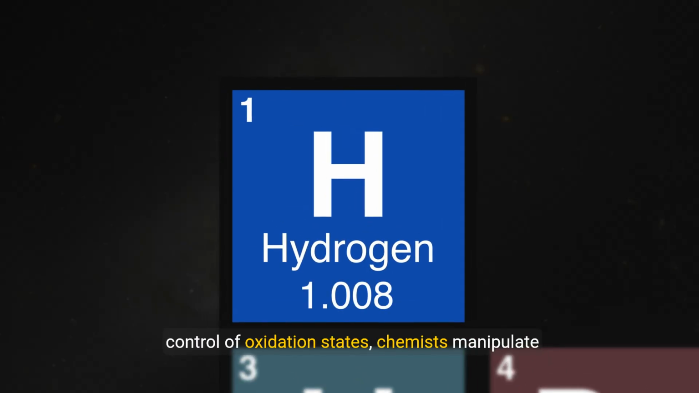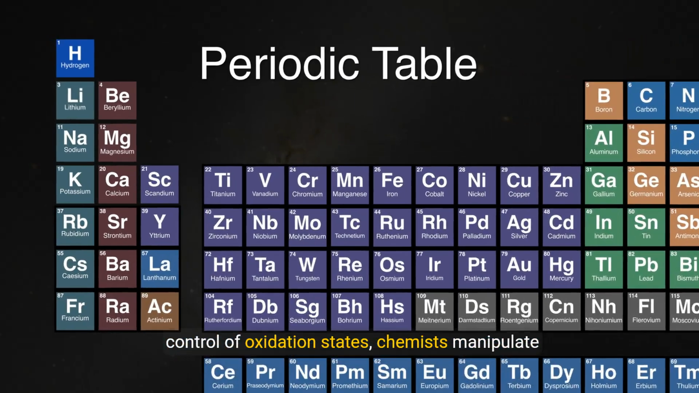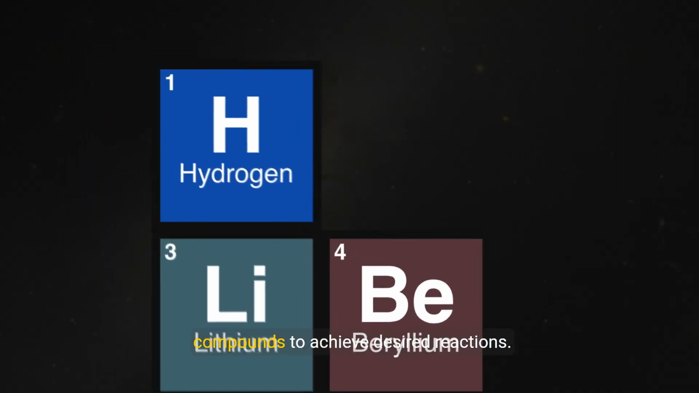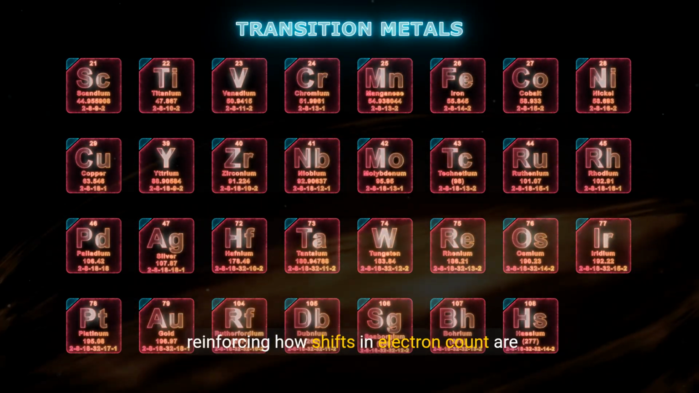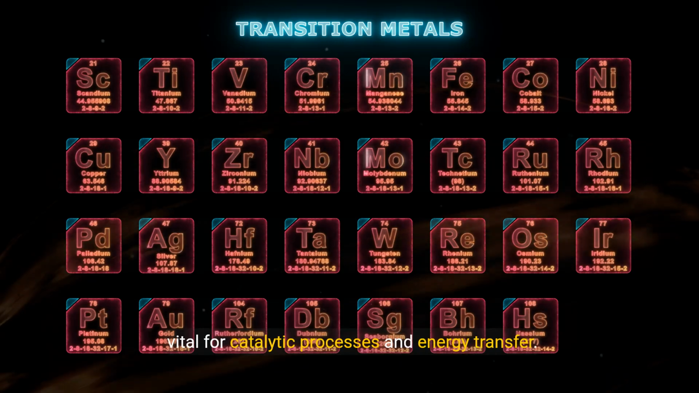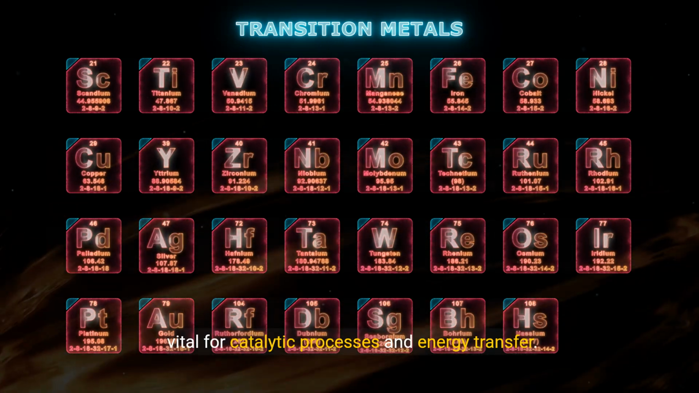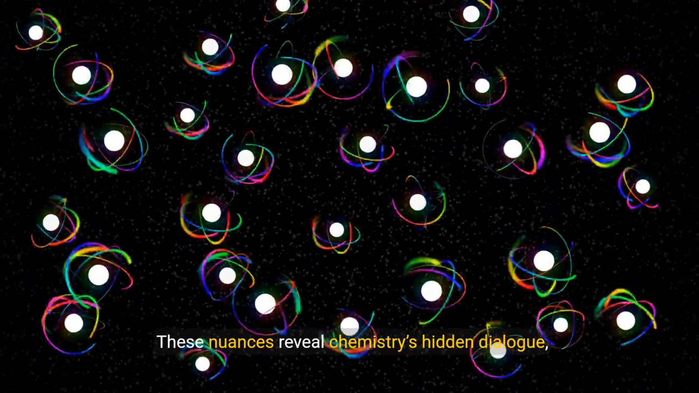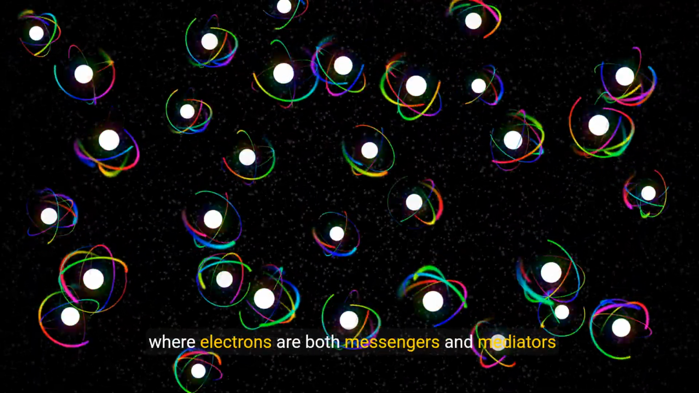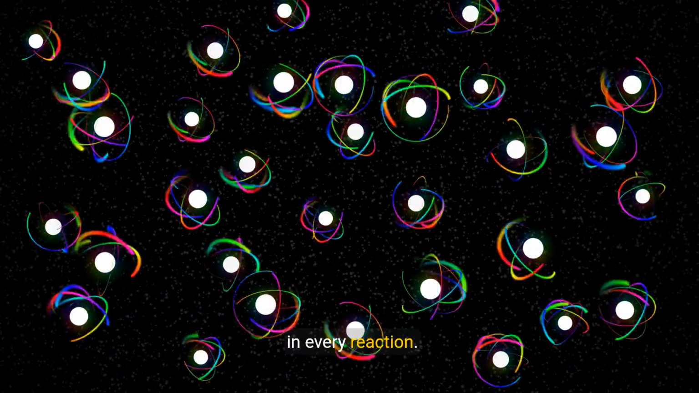Through careful control of oxidation states, chemists manipulate compounds to achieve desired reactions. Our graphics illustrate oxidation state changes, reinforcing how shifts in electron count are vital for catalytic processes and energy transfer. These nuances reveal chemistry's hidden dialogue, where electrons are both messengers and mediators in every reaction.